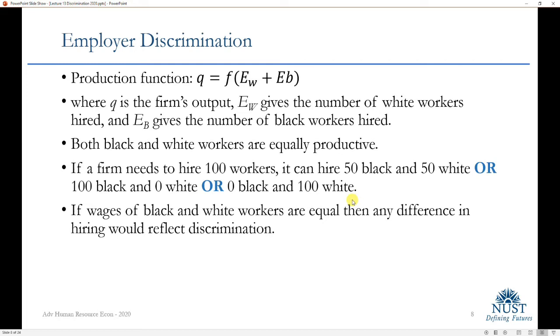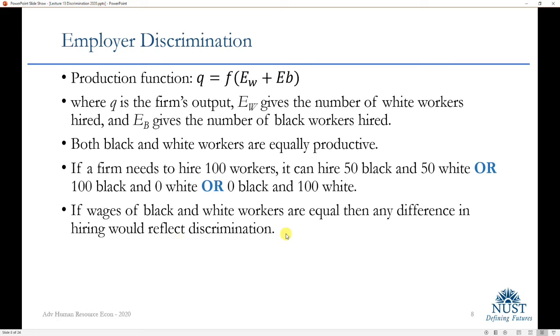So we are assuming that all these combinations are available in the market, and they are willing to work for this firm. So the firm needs 100 workers. So it has these options. I just made them up. So if wages of black and white workers are equal, then any difference in hiring would reflect discrimination.